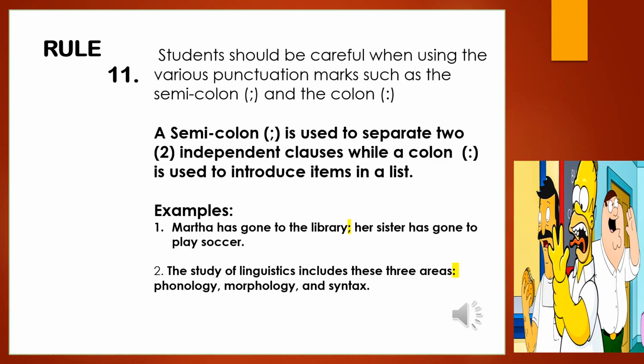Rule number 11. Students should be careful when using the various punctuation marks, such as the semicolon and the colon. A semicolon is used to separate two independent clauses, while a colon is used to introduce items in a list. Examples: Martha has gone to the library; her sister has gone to play soccer. You would have seen there that these two independent clauses are separated by a semicolon.